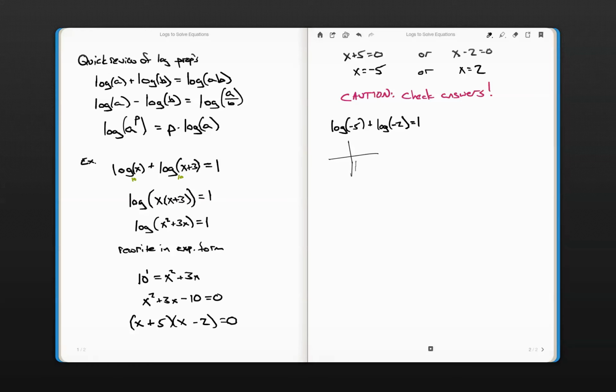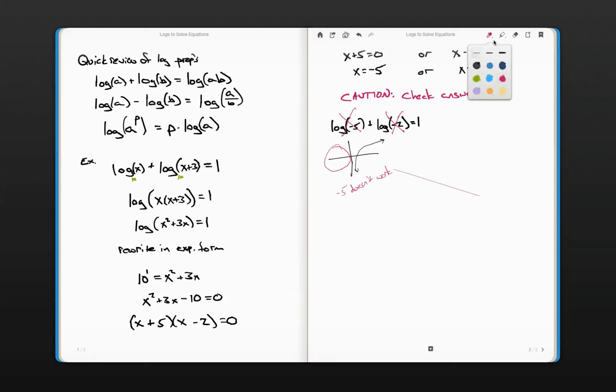So I know my log graph looks something like this, right? There are no negative numbers. There's no negatives in here, so this can't be. And for that matter, this can't be, right? So this doesn't work. Negative 5 doesn't work.